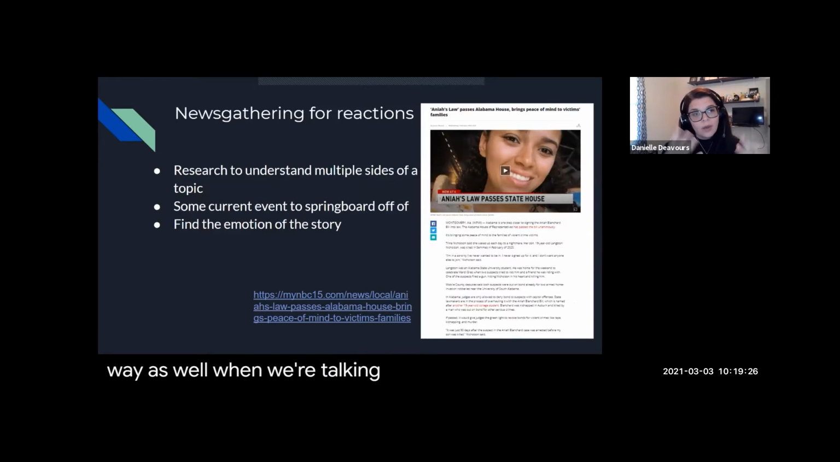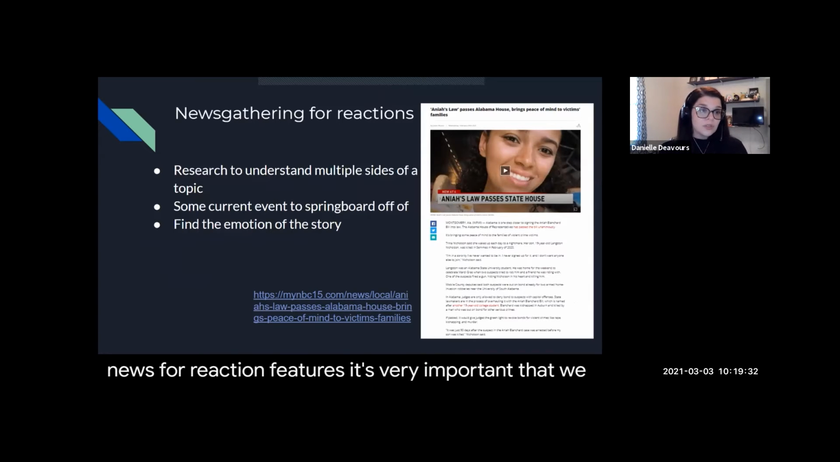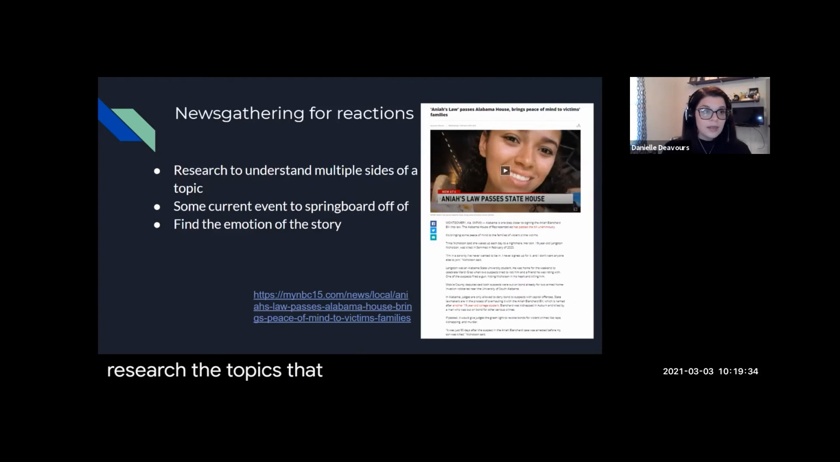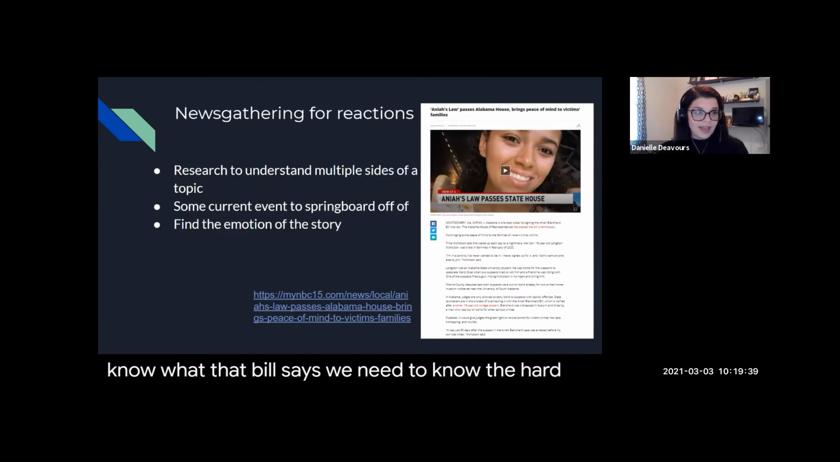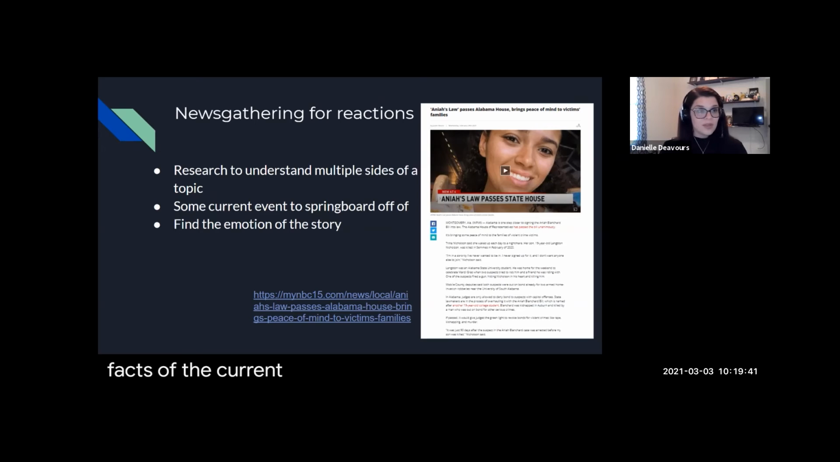When we're talking about how we gather news for reaction features, it's very important that we research the topics that we're looking at. We need to know what that bill says. We need to know the hard facts of the current event that's going on. And then we need to think about who are the communities affected. And all of that happens in the research process.